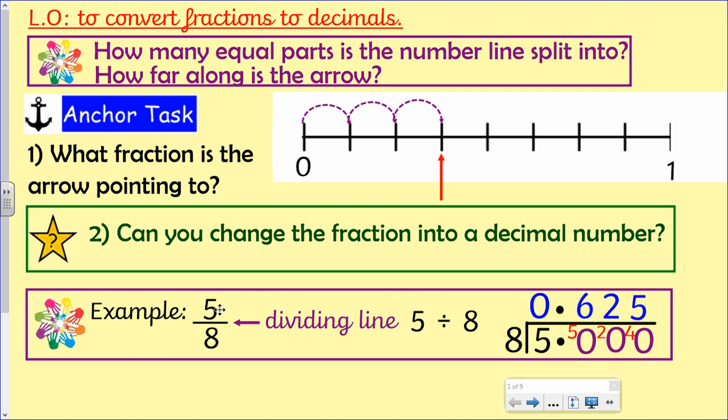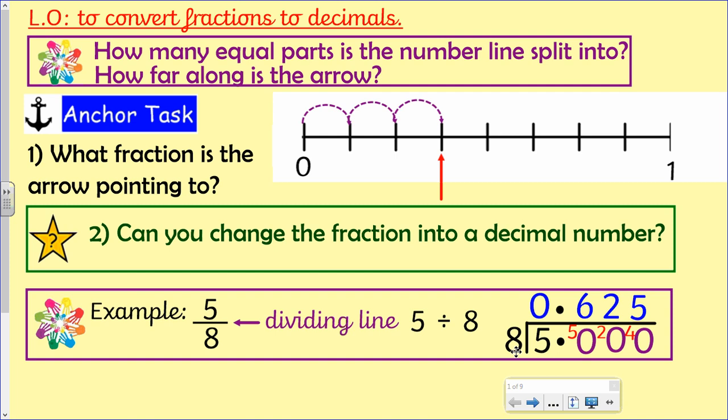So in our example, the fraction is 5/8. Now, I did mention this on Friday. This line here in between our numerator and denominator can be looked at as a dividing line. So this says 5/8. It can also be read as 5 divided by 8. And I've set you up a little short division here. Again, this was a lesson that we've already done, short division with decimals. If you have forgotten how to do it, the YouTube videos are still there. You could always go back and find that lesson.